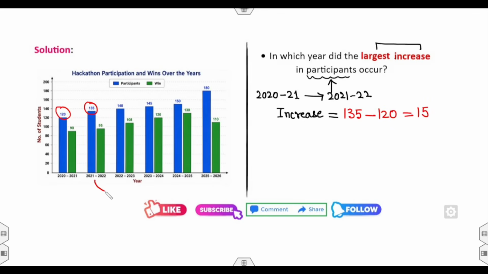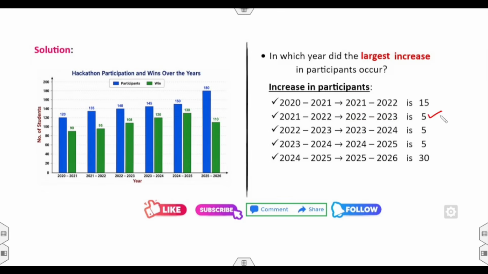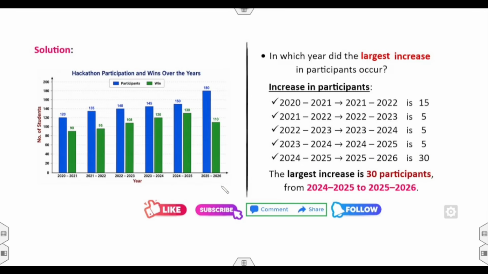Similarly, what is the increase in participants from 2022 to 2023? 140 minus 135, that is 5. Similarly, from the year 2022 to 2023, the increase is 5, and so on. What is the largest increase? So in which year is the largest increase? The increase occurs from the year 2024-2025 to 2025-2026, and the largest increase is 35 participants.